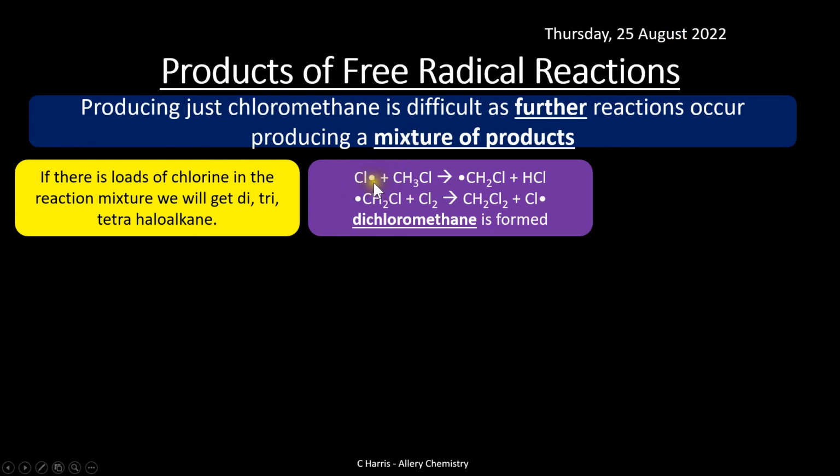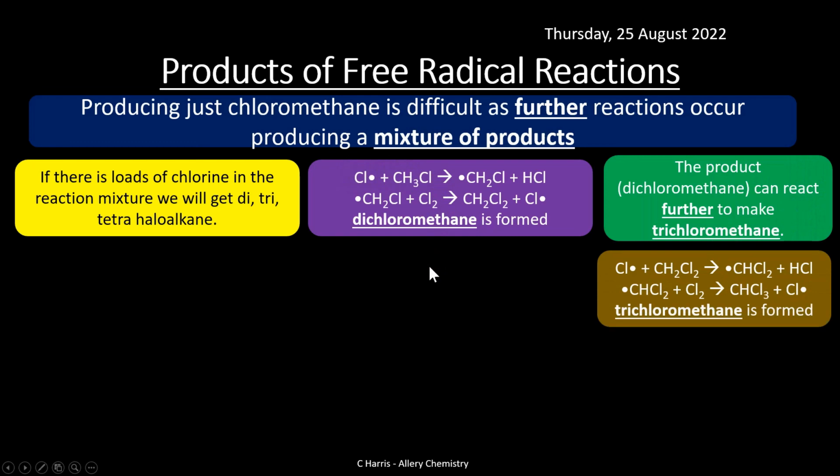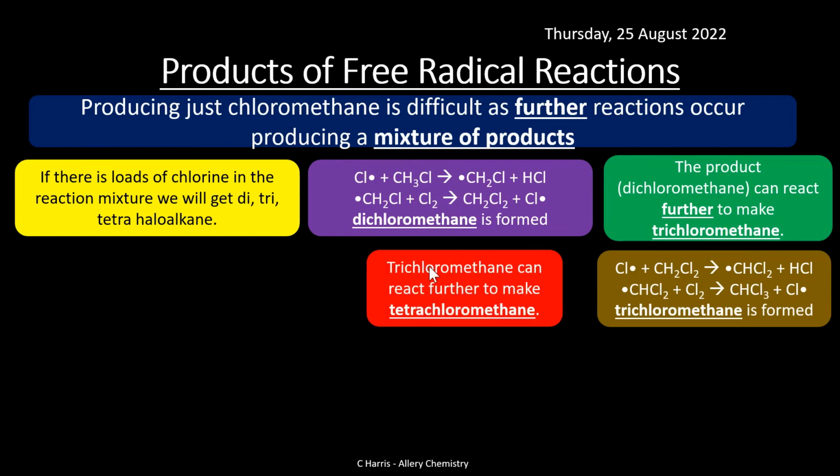So you've got your chlorine radical, and this can react with what you've just produced, which is your chloromethane. That radical can react with more chloromethane to form this radical here. And then that radical can react with a chlorine molecule to form dichloromethane, and obviously you've got your Cl dot, which can then go on and attack something else. And likewise, that dichloromethane can react further, following the same mechanism, to trichloromethane, and then that trichloromethane can react further to make tetrachloromethane.